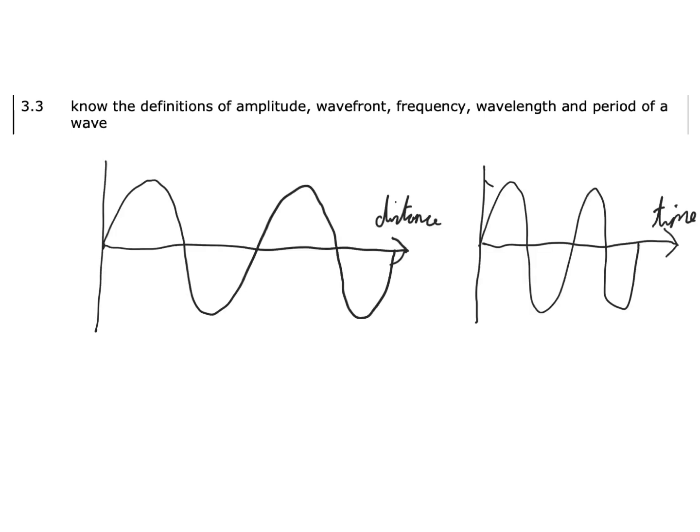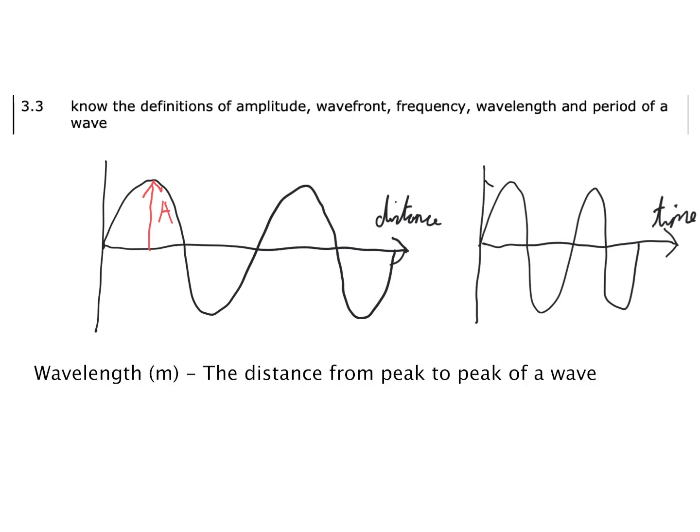So let's look at amplitude first. Amplitude is the distance between the mean position and the peak of the wave. So the amplitude would be from here to here, as shown by the drawing that I am labelling now. Now, one wavelength is the total distance from peak to peak of a wave. So that would look like here on my wave.